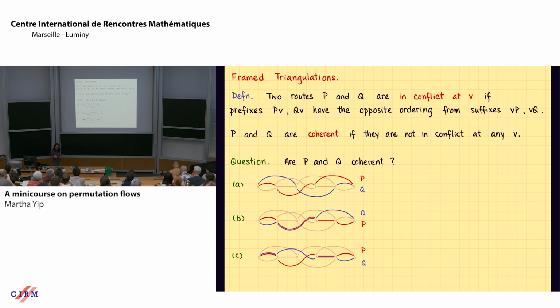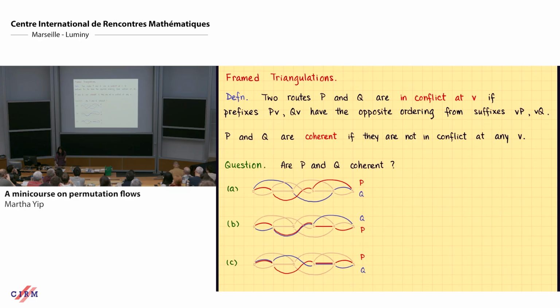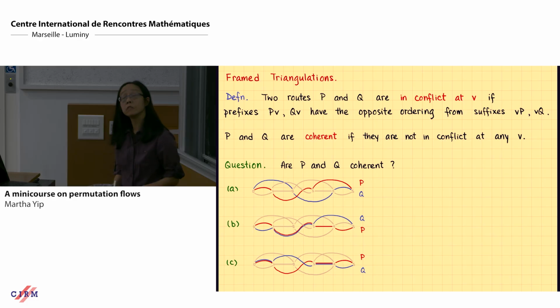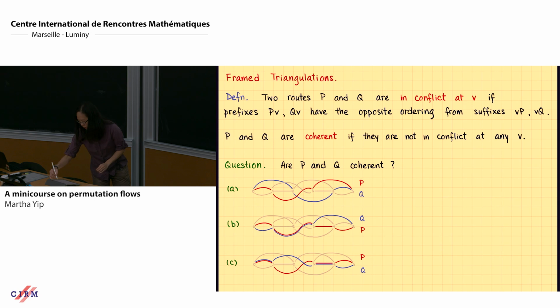All right, so there's a lot of background in this build-up to constructing a frame triangulation. Two routes P and Q are in conflict at a vertex V if when I look at the prefixes PV and QV, they have the opposite ordering from the suffixes leaving V. And then I say P and Q are coherent if they are not in conflict at any vertex.